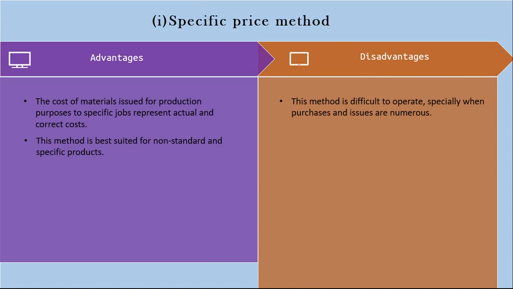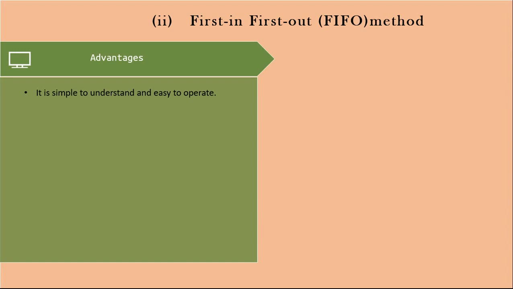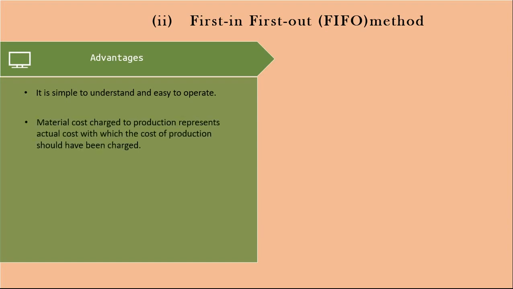Advantages and disadvantages of specific price method. Advantages. The cost of materials issued for production purposes to specific jobs represent actual and correct costs. This method is best suited for non-standard and specific products. Disadvantages. This method is difficult to operate, especially when purchases and issues are numerous.